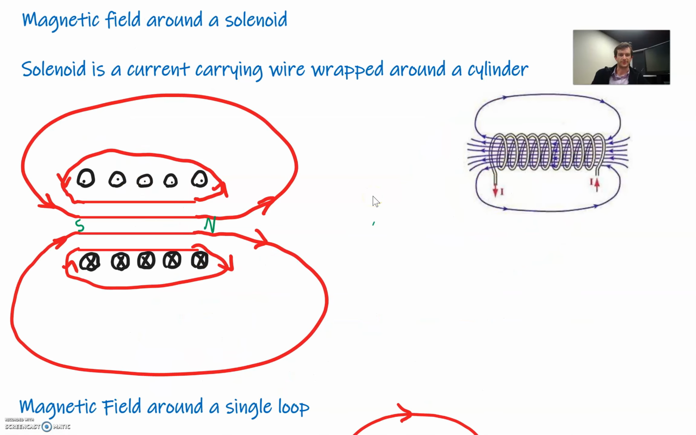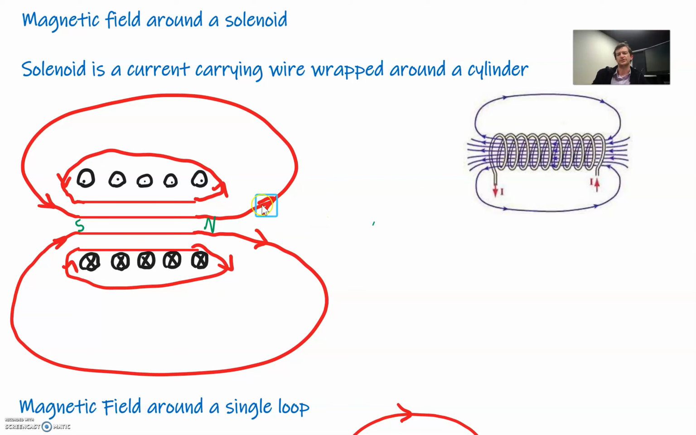If we have lots of loops of wire, we can make a solenoid where the current is going to zip round and round, and then the magnetic field around a solenoid looks like this one here, which is similar to what a magnetic field looks like around a bar magnet, where we have a north end and a south end, because that's really what a solenoid is. We can run a current through it and create an electromagnet.